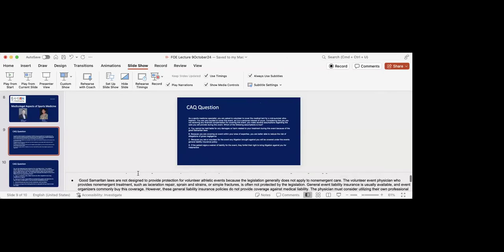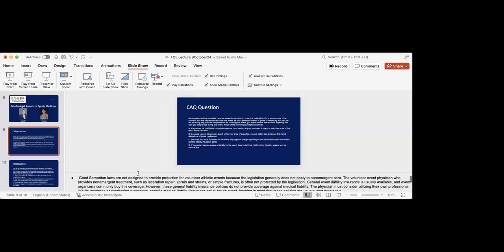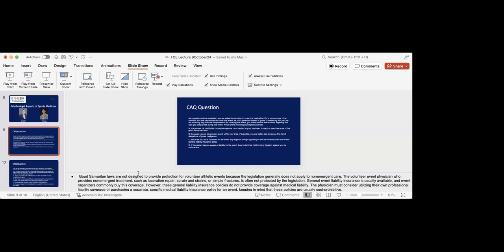Okay, so the correct answer in here was B, because you're covering the event within your area of expertise. You are better able to reduce the risk of allegations of gross negligence. As we talked about earlier, the Good Samaritan laws are not designed to provide protection for volunteer athletic events because the legislation generally does not apply to non-emergent care. The volunteer event physician who provides non-emergent treatment such as laceration repair, sprains and strains, or simple fractures, is often not protected by the legislation.